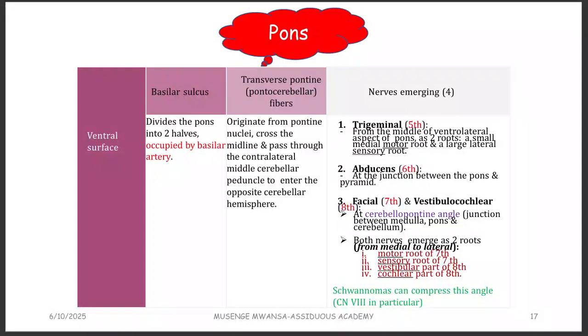What you need to understand is the basilar sulcus, and also the pontocerebellar fibers, or the transverse pontine fibers, which pass through the cerebellar peduncles, carrying fibers from the contralateral aspect of the pons going to the other side. Of course, you only see the middle cerebellar peduncles. The fibers themselves you will not be able to see as an external structure. And also know the cranial nerves that originate from the pons, where they originate from, and which specific root. Is it the motor one? Is it the sensory? Where is it located?